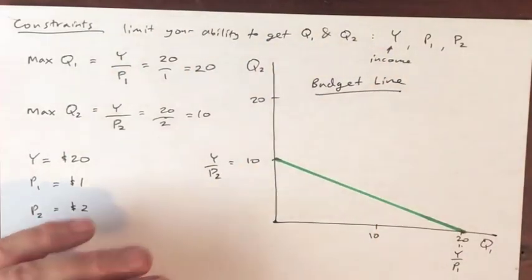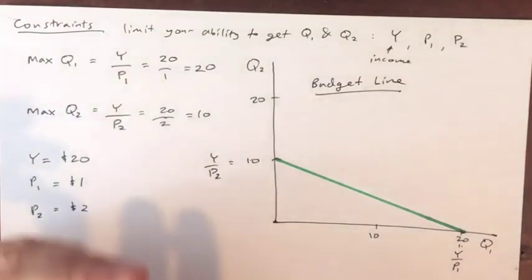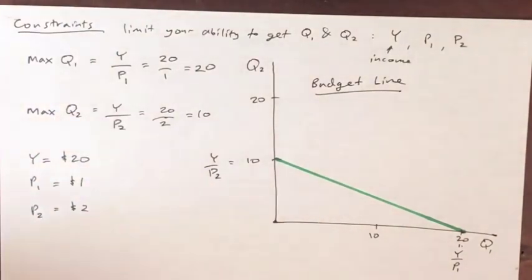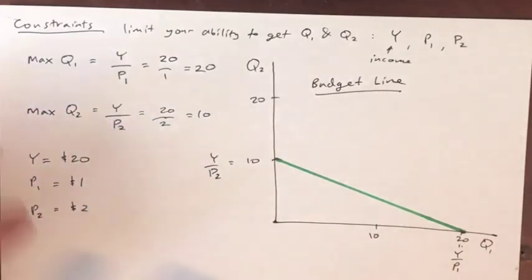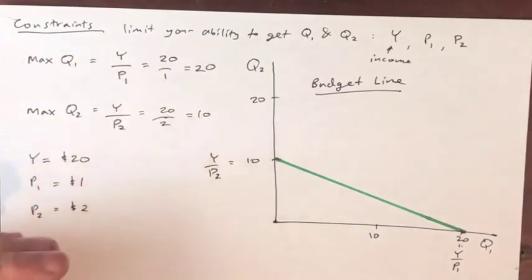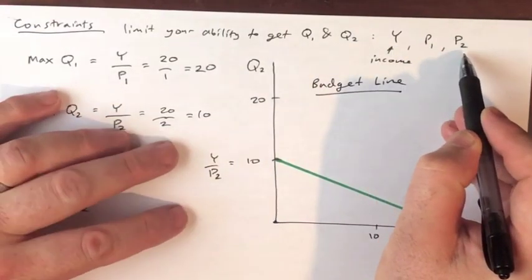All right, so the budget line is different from the indifference curve, right? The indifference curve was solely based on the individual's preferences, okay? So the indifference curve is very subjective. The budget line is not subjective, right? It doesn't have anything to do with what you like or dislike. All it tells you is what's possible, right? Given these three variables, okay? Your income, price of good 1, and price of good 2.